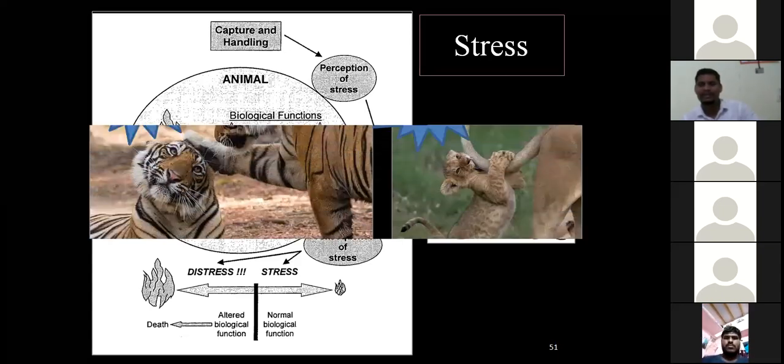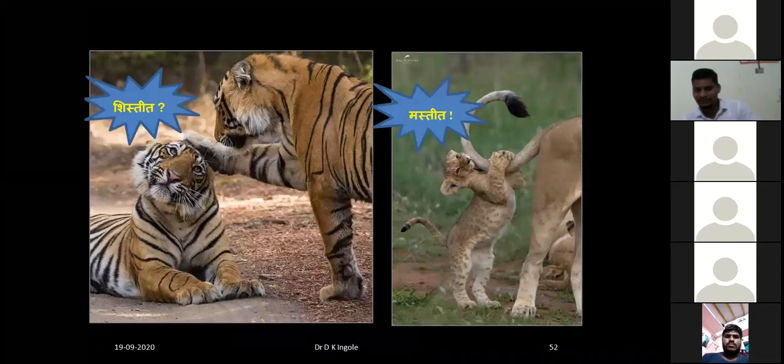Give some playful environment, so that reduces the stress. Another one, the figure on the left side, that is the stress. She is female and saying limit, be in limit, don't keep the social distance.